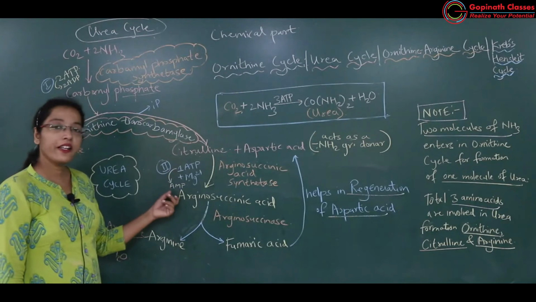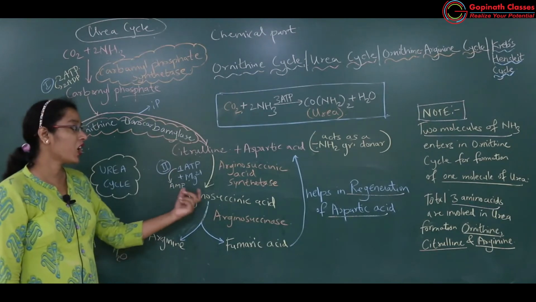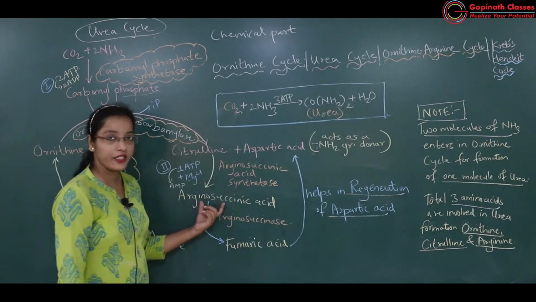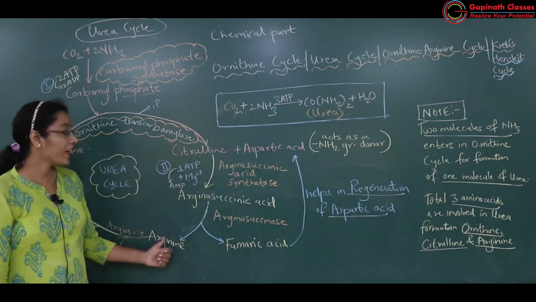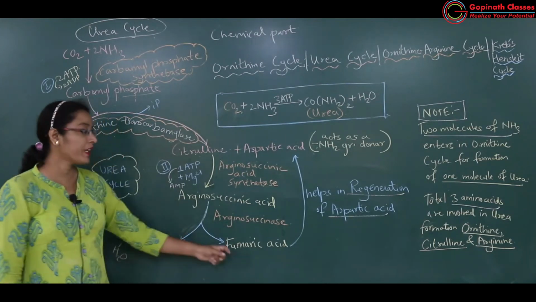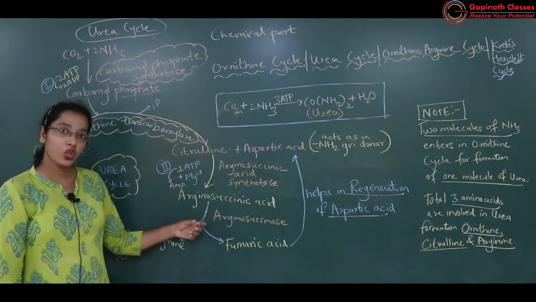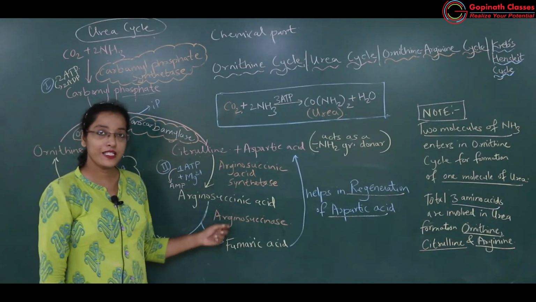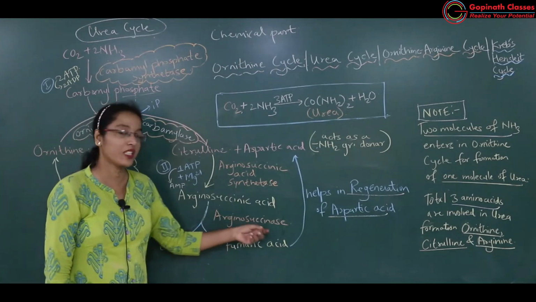Likewise then, afterwards, whenever arginosuccinic acid is formed, it will split up into arginine and fumaric acid. So arginine and fumaric acid are formed because of the splitting of arginosuccinic acid in the presence of the enzyme arginosuccinase.